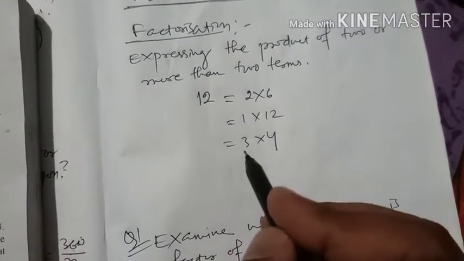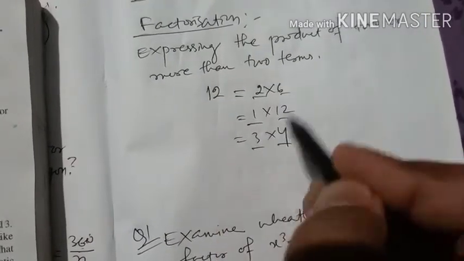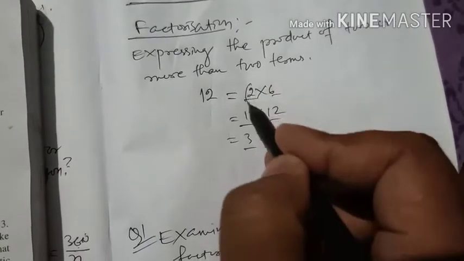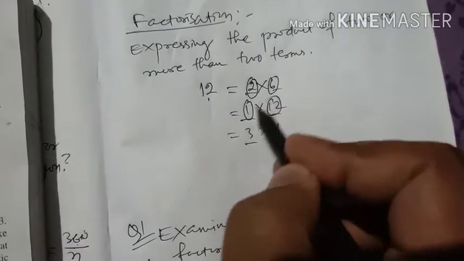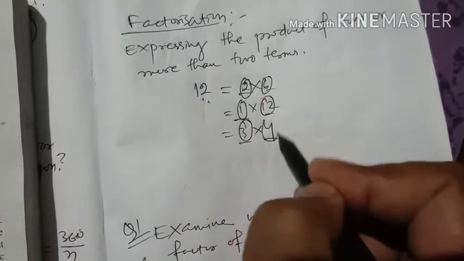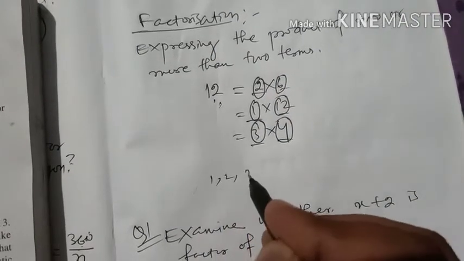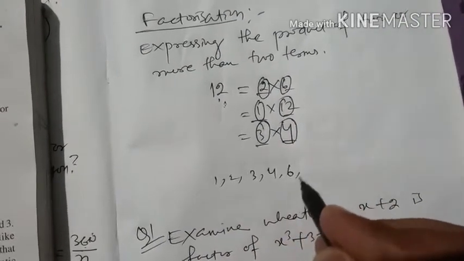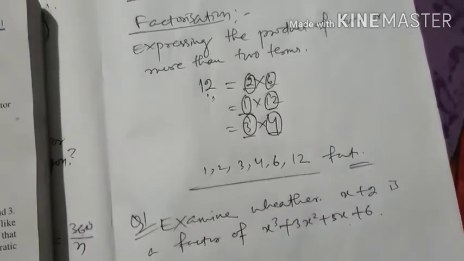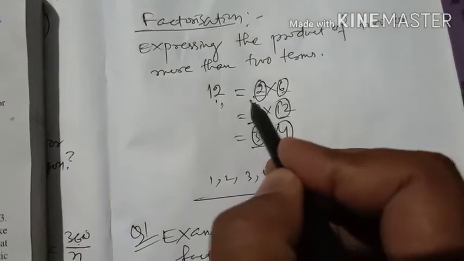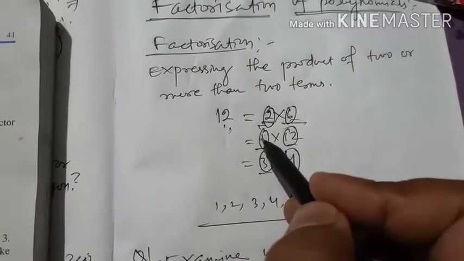Here we can express 12 as the product of 3 and 4, product of 1 and 12, product of 2 and 6, and so you can say that both 2 and 6 are factors of 12, 1 and 12 are factors of 12, and 3 and 4 are factors of 12 also. Here the numbers 1, 2, 3, 4, 6 and 12 are the factors of 12. So factorization means expressing a number or a term as the product of two or more terms.